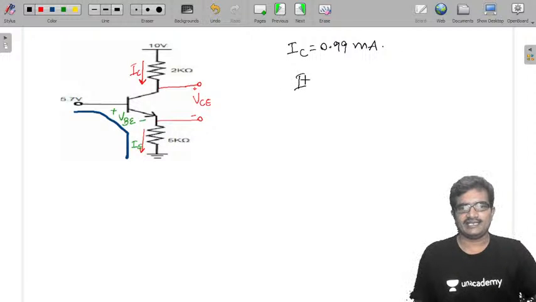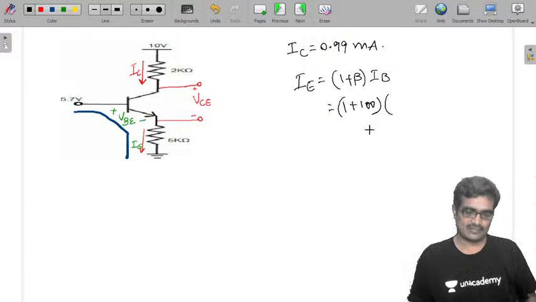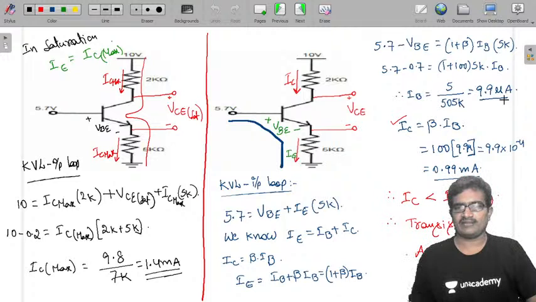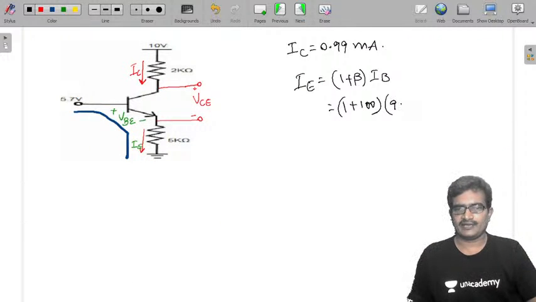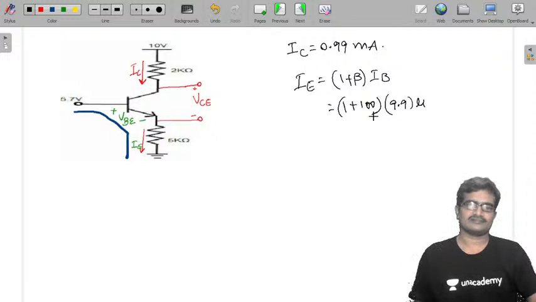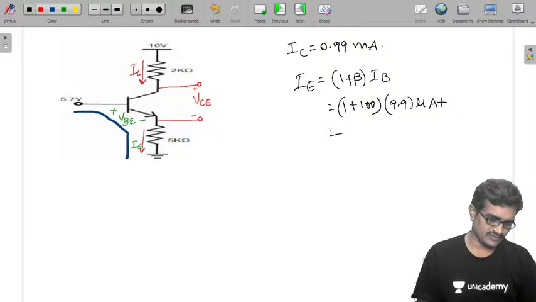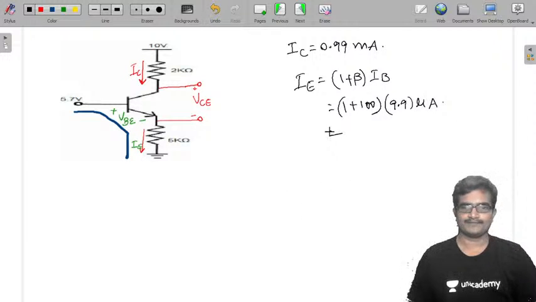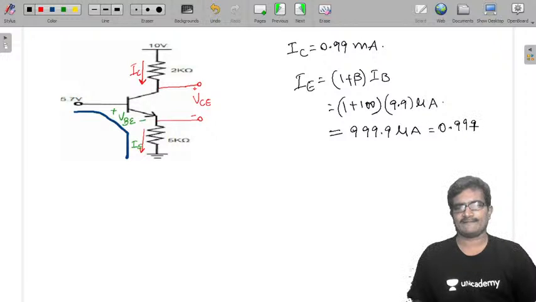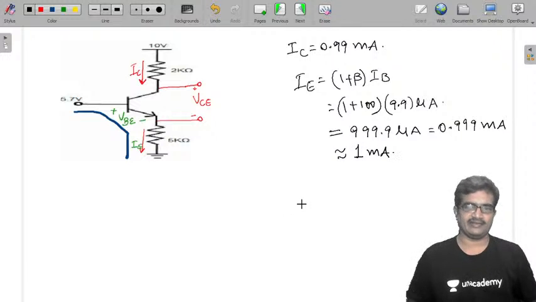So IE is 1 plus beta times IB. So 1 plus 100 into IB. The IB value we calculated already is 9.9 microamperes. So it is 9.9 into 101, that is 999.9 microamperes, or 0.999 milliamperes. So you can take it approximately 1 milliampere. This is IE.